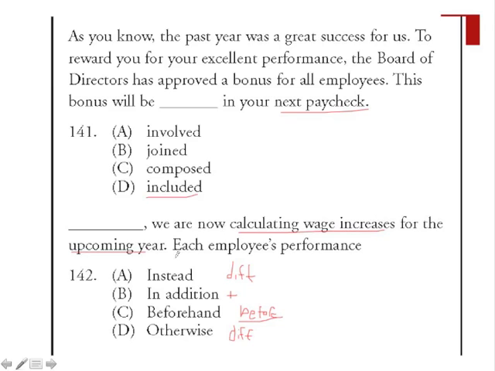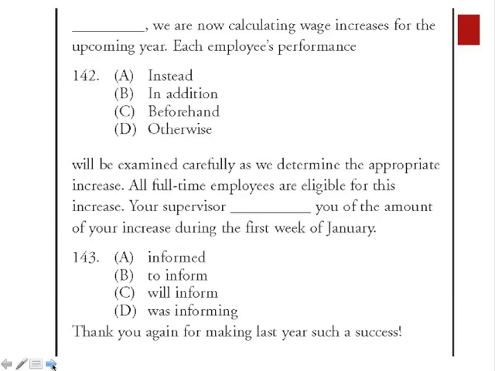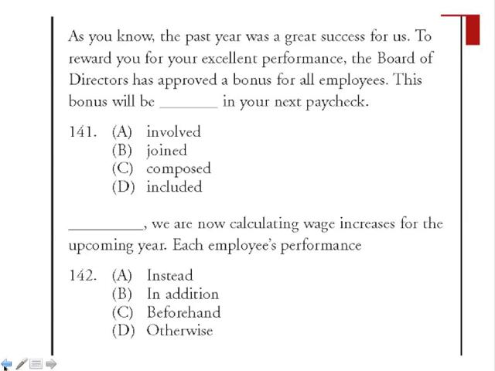Now, what's interesting, though, is we may need to keep reading. Because even though the sentence itself tells us that these wage increases are occurring, how does it actually connect to maybe some information that follows? Remember, this is a transition between one piece of information and the next piece of information. So just for a moment, let's look at the following text. "Each employee's performance will be examined carefully as we determine the appropriate increase." So as we move back for a moment, are we thinking that the information here is going to be different from the information that follows?